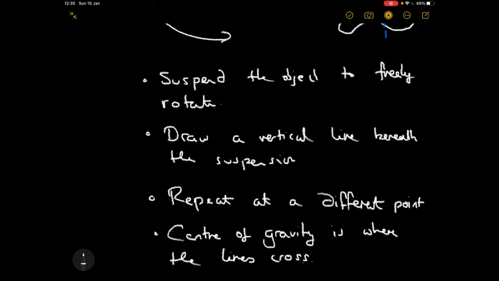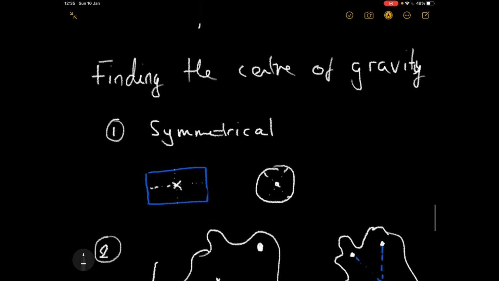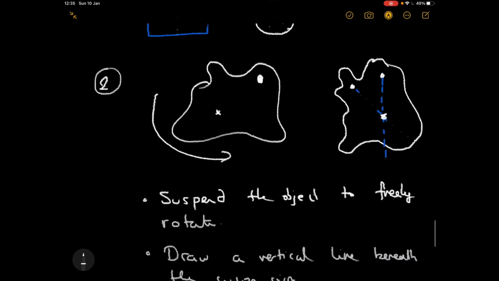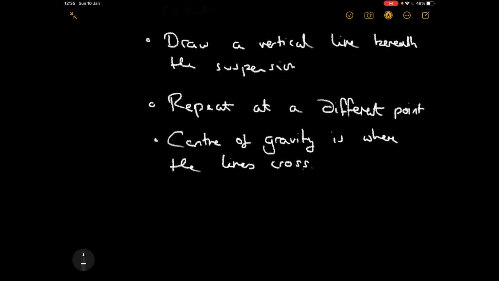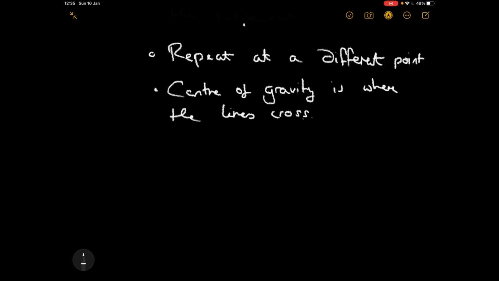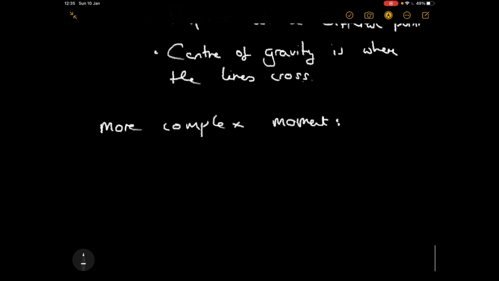In terms of what you guys are doing it for, you need to know how to find the centre of gravity. Ultimately, this is more a description of how you find it and what this allows us to do, and what it means is that you can have a more complex moment problem, where you might include the weight of the actual object itself, like the bridge.